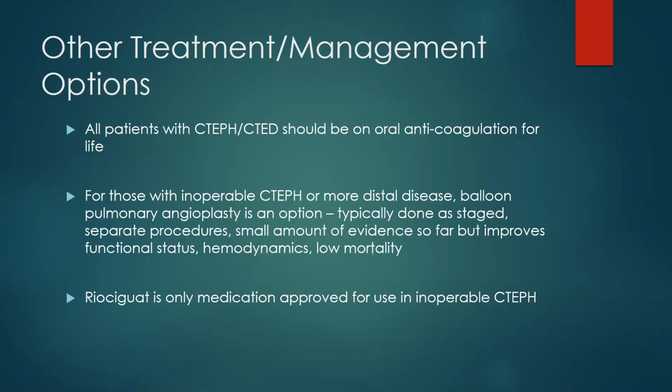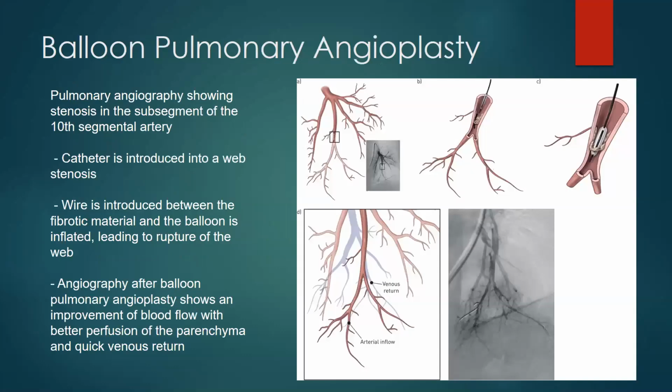And U of M definitely does this, so that's one center that sends them here. And then the only medication approved for inoperable CTEPH, where you don't think your patient is a candidate, or the patient adamantly refuses any type of procedure, is riociguat. We know that riociguat does improve symptoms and exercise capacity.